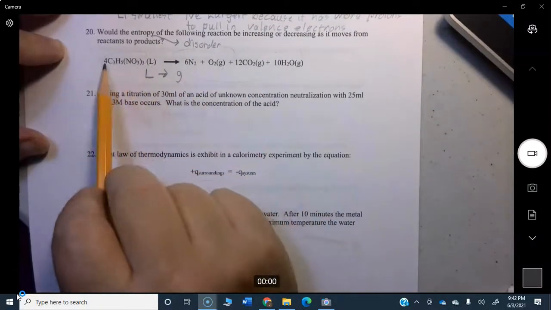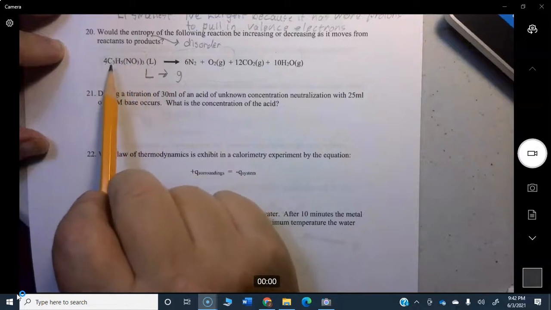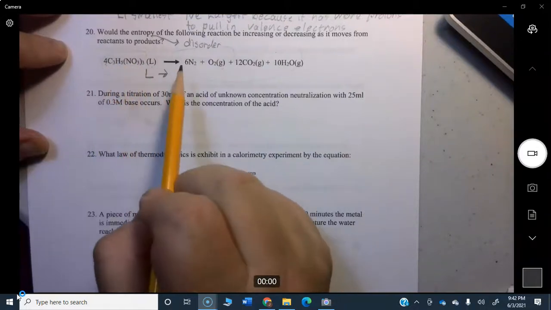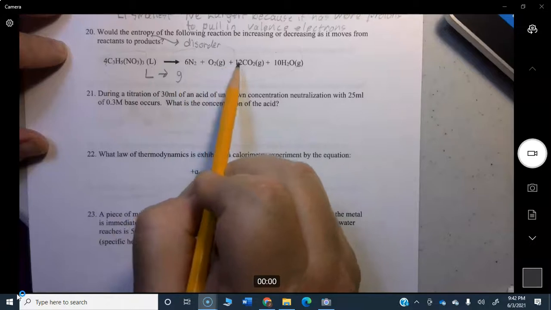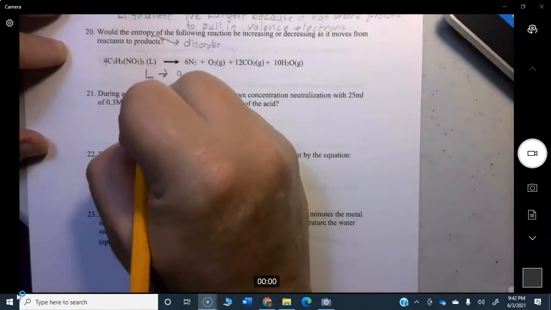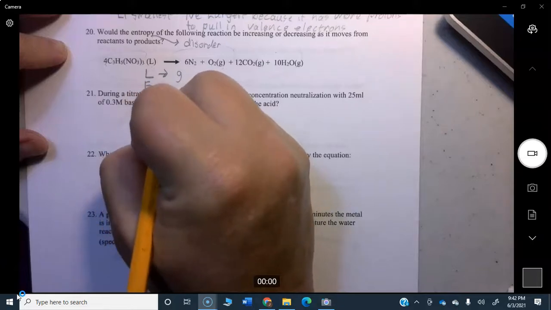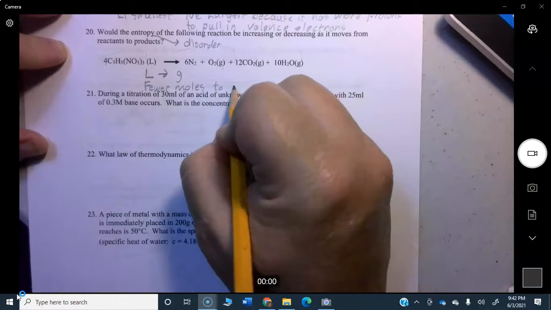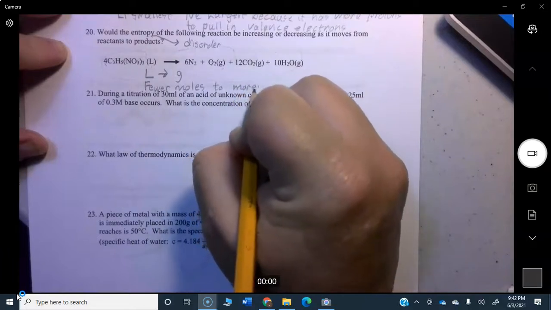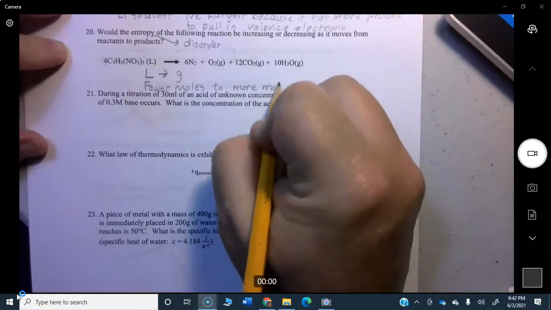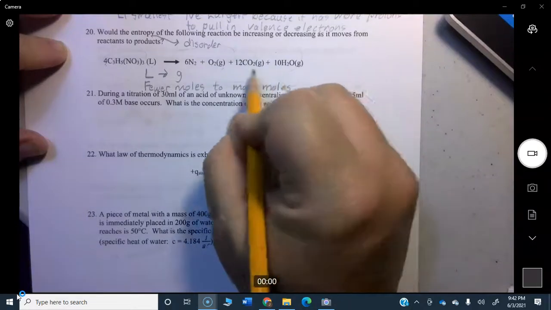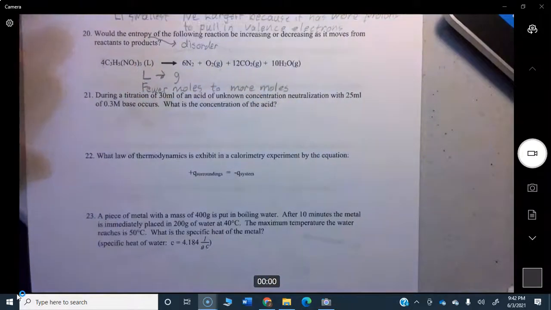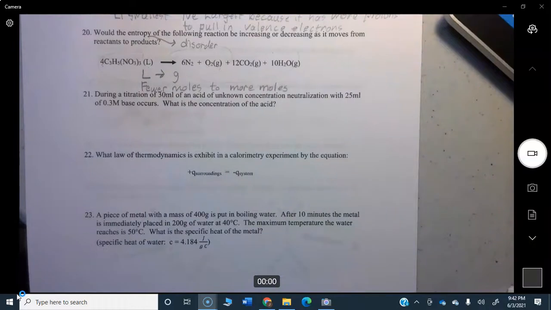The other is you have 4 moles, even though it's a very complex molecule. You have 4 moles here, whereas over here you have 6 plus 1 plus 12 plus 10. You got a whole lot more moles on that side. So it's fewer moles to more moles. Again, moles simply means numbers of molecules. So you have a lot more molecules over here than you had over there, or particles in general. Okay? All right, 21. Let's keep going on this.